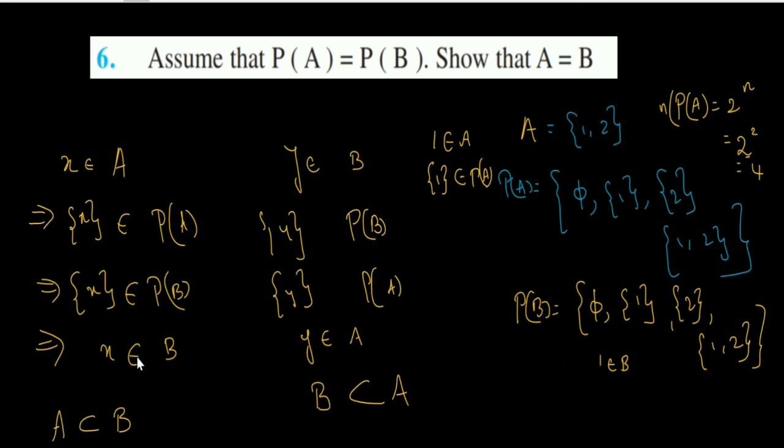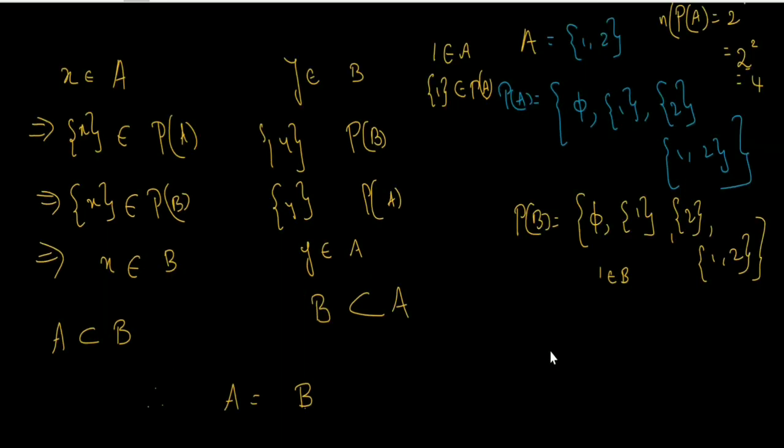When will you say A is a subset of B? What is the definition? If X belongs to A implies X belongs to B, then A is a subset of B. That is the definition of subset. So we have X belongs to A and we have proved X belongs to B. That means A is a subset of B.